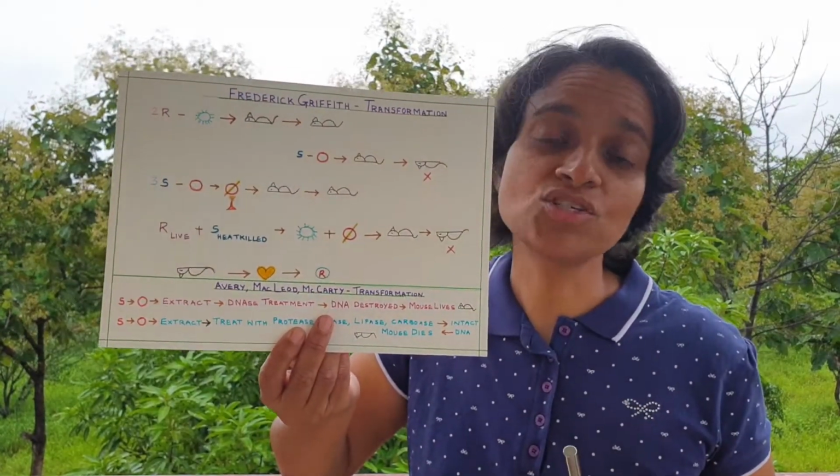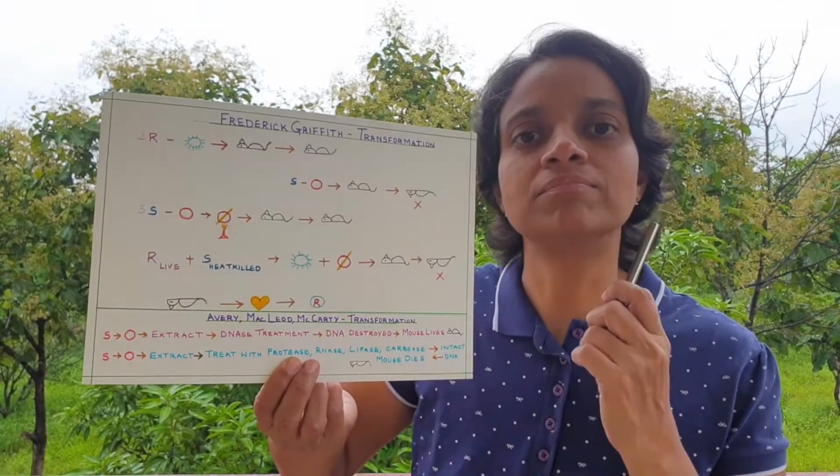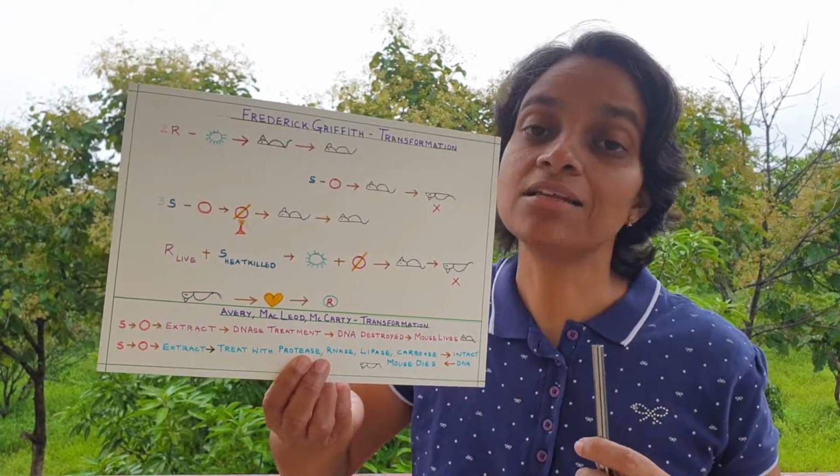After Boveri and Sutton proposed the chromosome theory of inheritance, and after proof for the chromosome theory of inheritance was provided by Thomas Hunt Morgan, further studies on DNA as the molecule that passes on the characters came from Griffith and Avery, MacLeod, and McCarty. Griffith performed his transformation experiment in 1928. Avery, MacLeod, and McCarty performed their experiment in 1944.